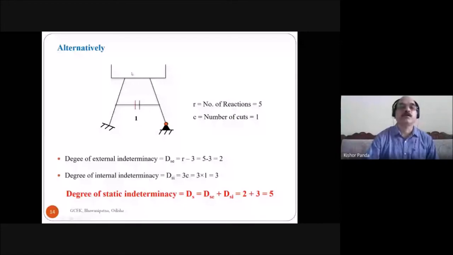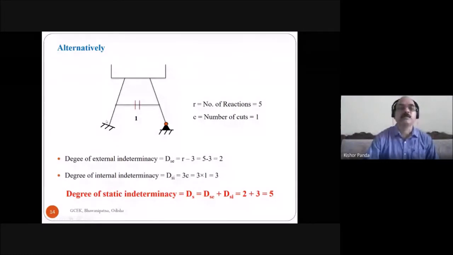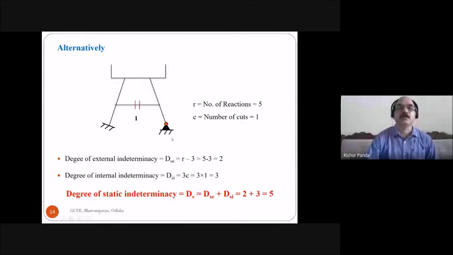Alternatively, you can find out using this method, because this is a closed structure, so this is an indeterminate structure. Take one cut here, then that becomes the open configuration. Also, you can find out the degree of static indeterminacy by getting the external indeterminacy and the internal indeterminacy. External, because this is your fixed support, 3 reactions. This is hinge, 2 reactions. So the total is 5. And how many cuts are required to make it open configuration? 1 cut is required.